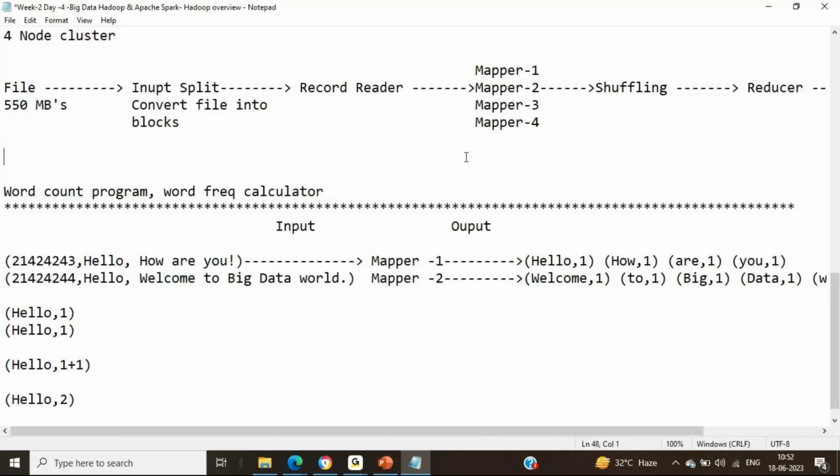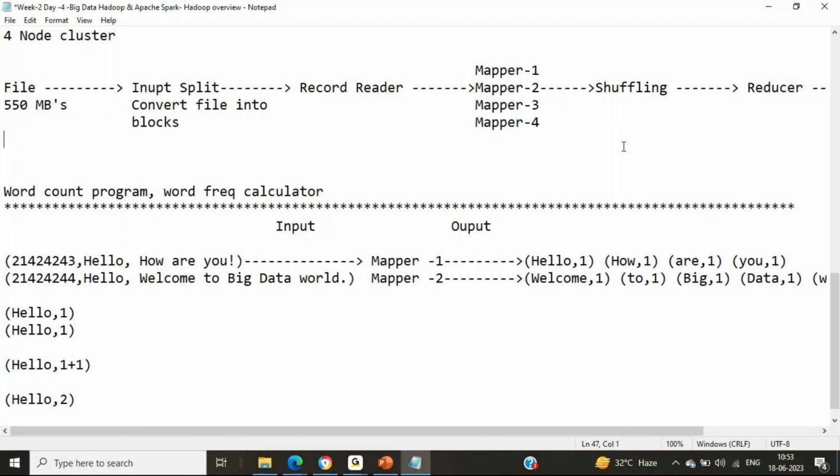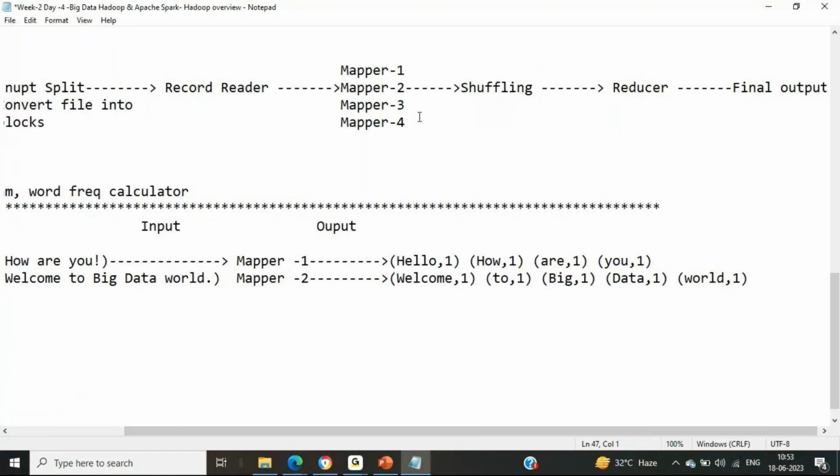That is perfectly fine. What will happen once I am going through with shuffling? Shuffling is going to map the key so that a key will be given to a unique reducer. It might be possible that multiple reducers are there. Who is going to decide how many reducers you want to have? You can decide the reducer number.